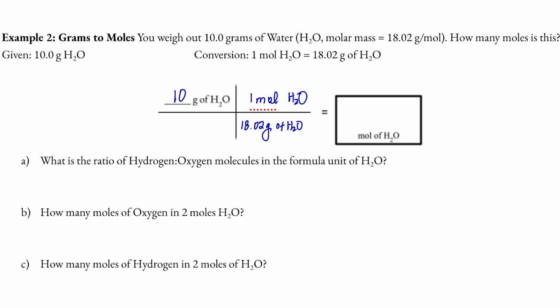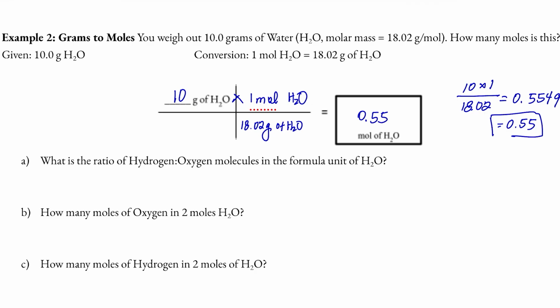So we're going to essentially go 10 times 1, divided by 18.02. And 10 divided by 18.02 is 0.5549. We're going to round to the nearest hundredth, and so 0.55 is going to be our answer. So 0.55 moles of H2O.